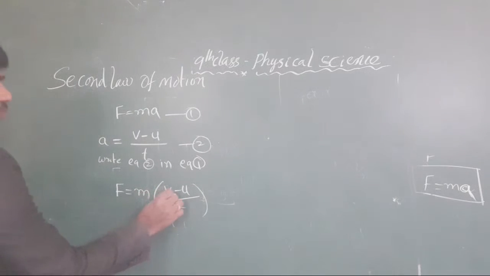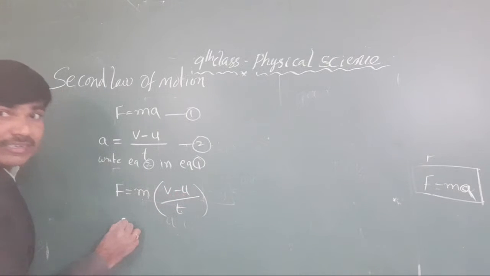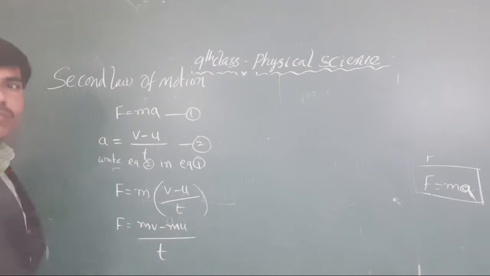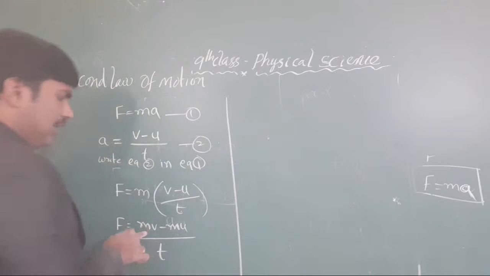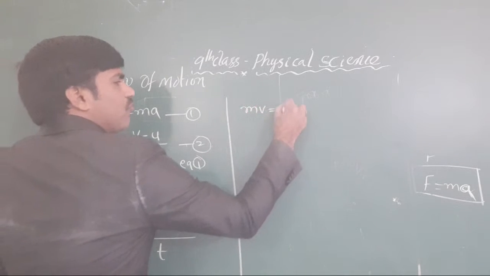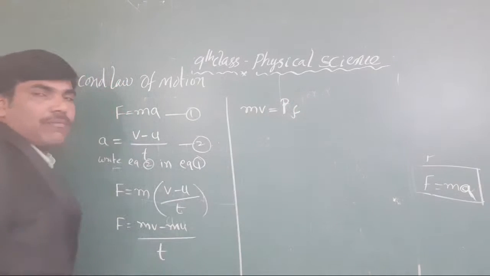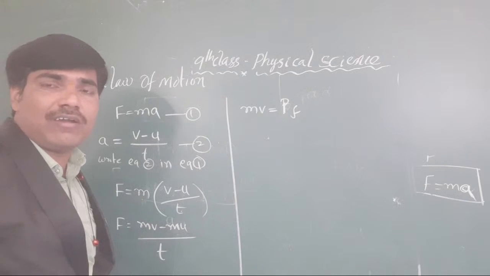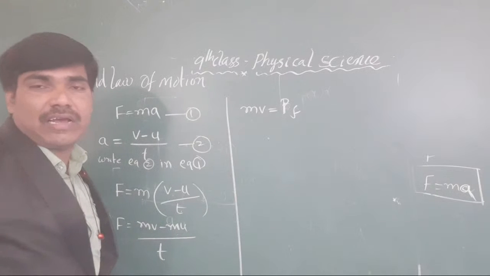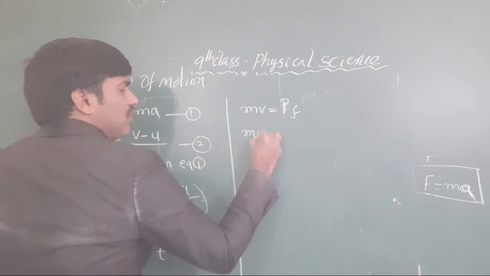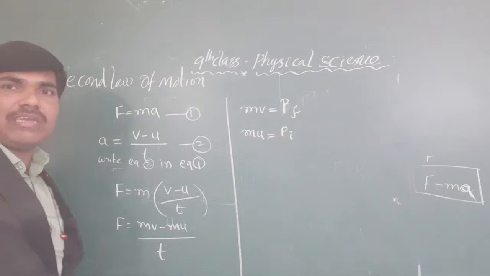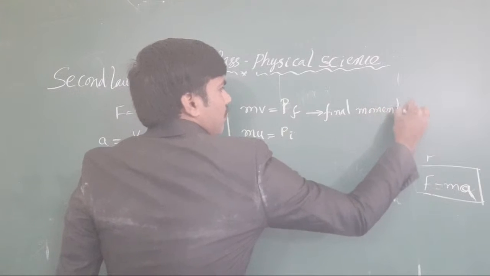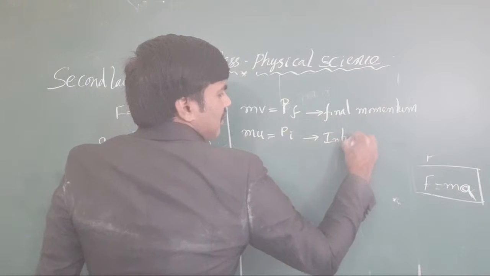Here we have m into v minus u by t. It can also be written as F is equal to m into v minus m into u by t. Now you know very well, m v is momentum. The product of mass and velocity is called momentum. It is the final velocity, so it is taken as final momentum. And m u is taken as initial momentum.